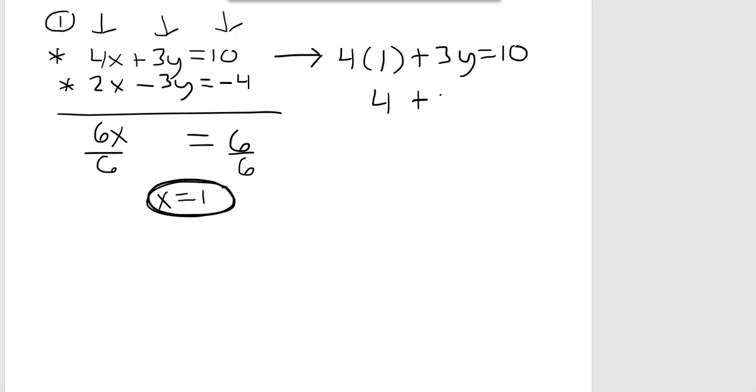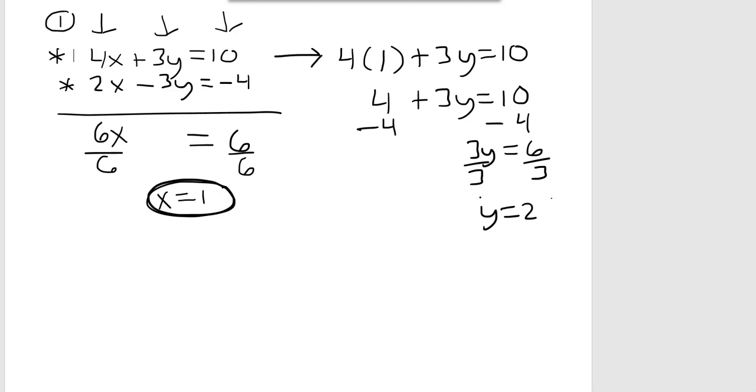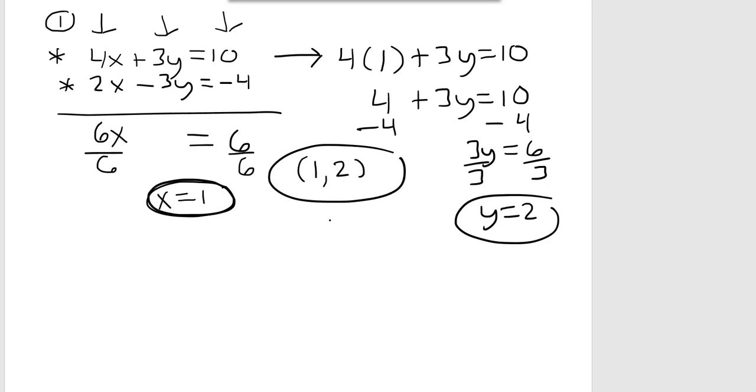4 times 1 is 4. 4 plus 3y equals 10. Then we subtract 4 from both sides. 3 times y equals 6. Divide by 3, and y equals 2. So that means that these two lines cross each other at (1, 2). This is the solution to the system.